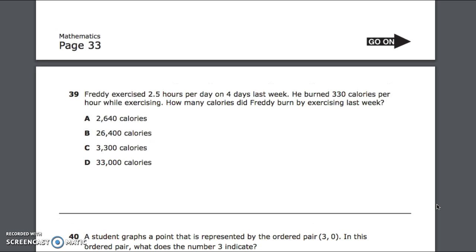Number 39. Freddie exercised 2 5/10 hours per day on 4 days last week. He burned 330 calories per hour while exercising. How many calories did Freddie burn by exercising last week?